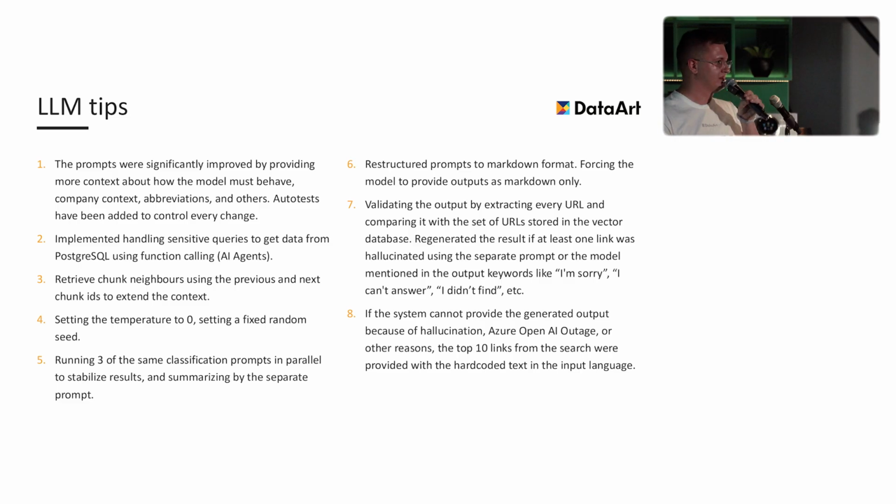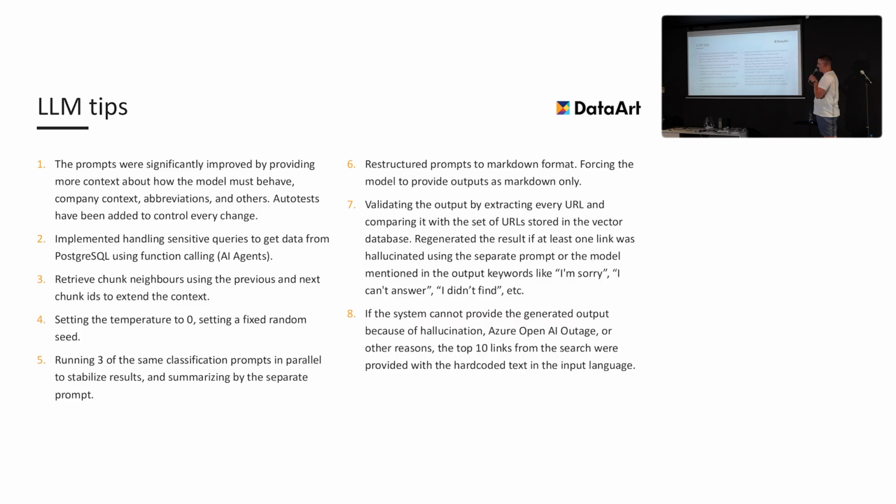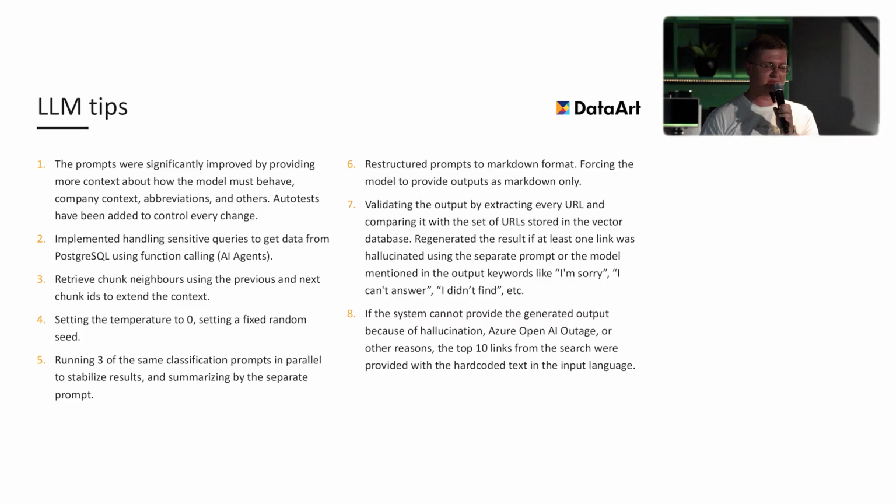If after several retries we still can't generate an answer without a hallucinated link, we provide just the top links that we found, using a hard-coded message in the user's language, classifying the language using the same technique. Because we can all the time find something in our vector database, but the LLM, if it seems like it's not correct to answer, can just say, I'm sorry, I can't answer, I didn't find anything.